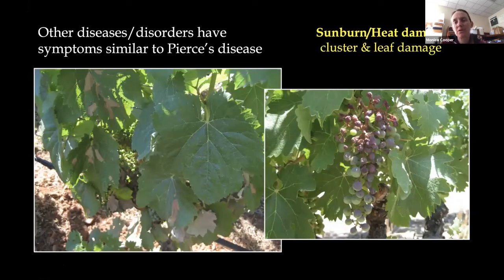Some people also confuse sunburn or heat damage with PD. In that case, sometimes just the exposed clusters or exposed berries will be shriveling, and the pattern of the damage to the leaves or the scorch to the leaves is really different than what you see with PD.